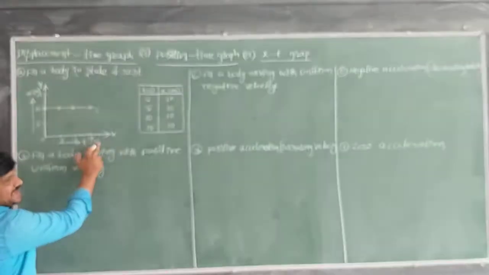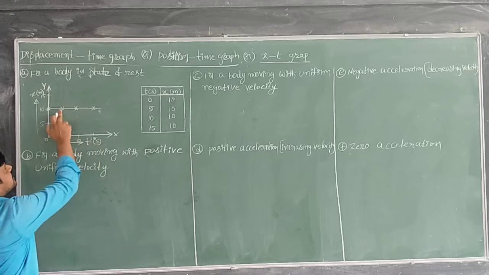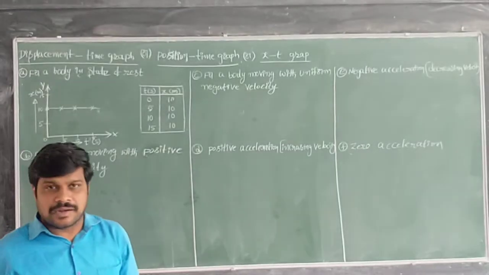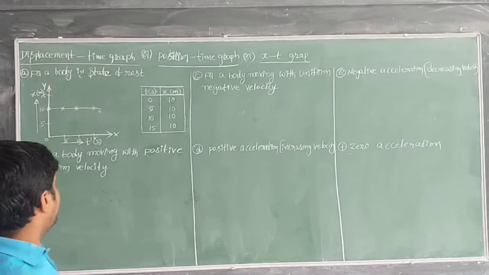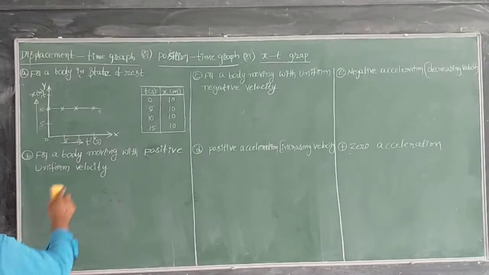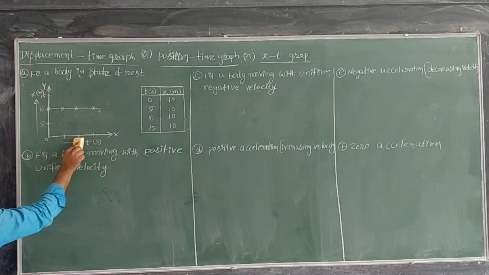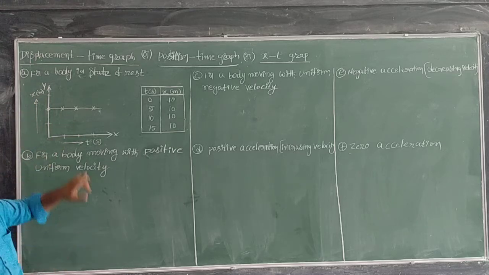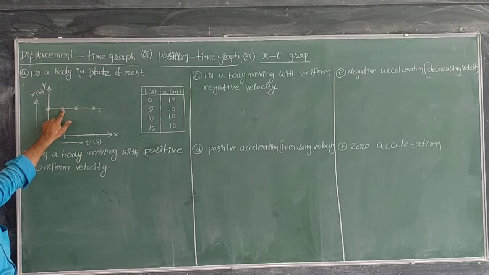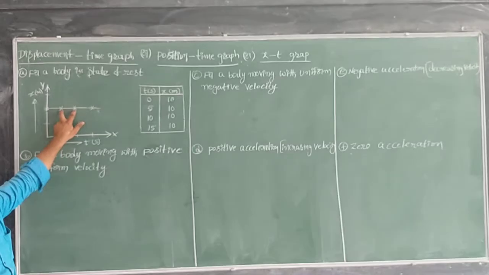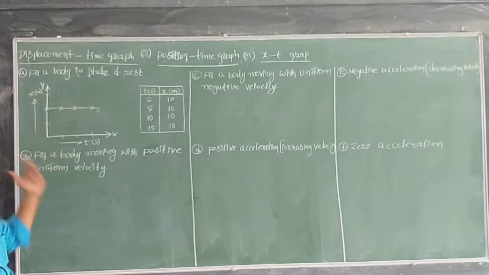Now this is the time axis. For this time axis, the displacement-time graph runs parallel to it. Without writing all these values directly, you can draw the graph like this. That means the initial position and final position are not changing. If they are the same, the body is at rest.